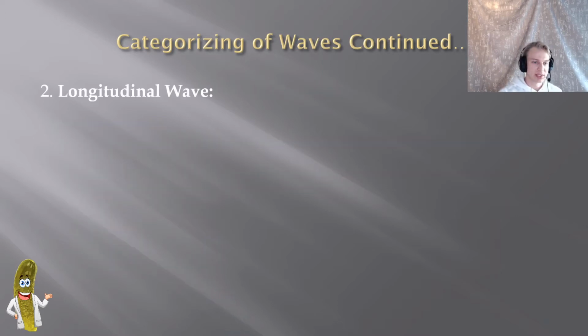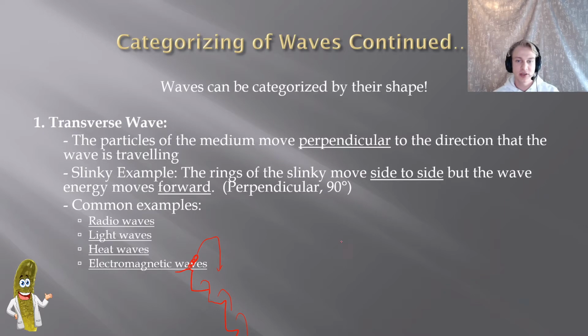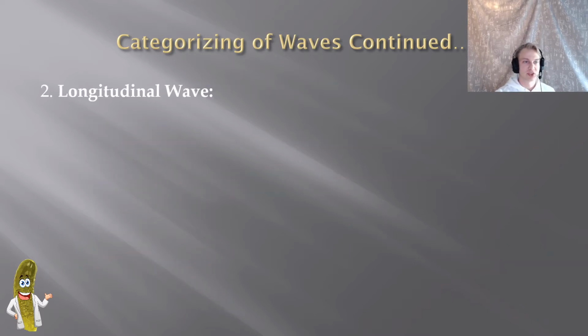Some really common examples would be radio waves. Radio towers send out a signal, and then it hits you while you're driving in your car, and you can listen to really terrible country music when you're driving around. Light waves are the same, heat waves are the same, and electromagnetic waves. Those are all examples of a transverse wave.